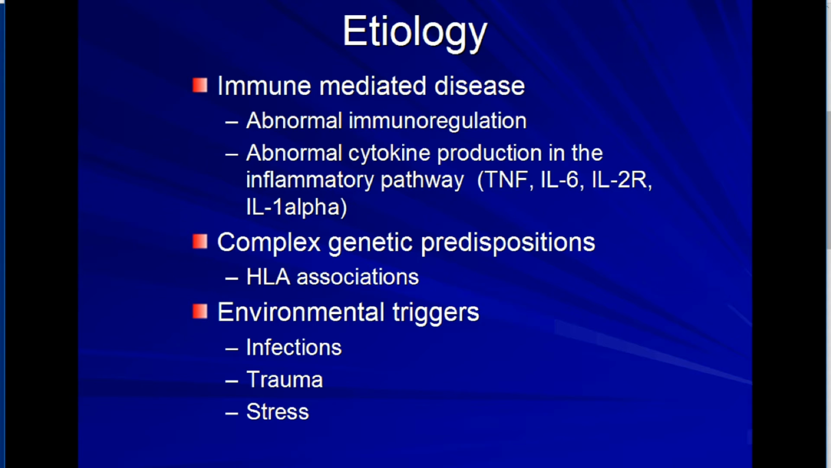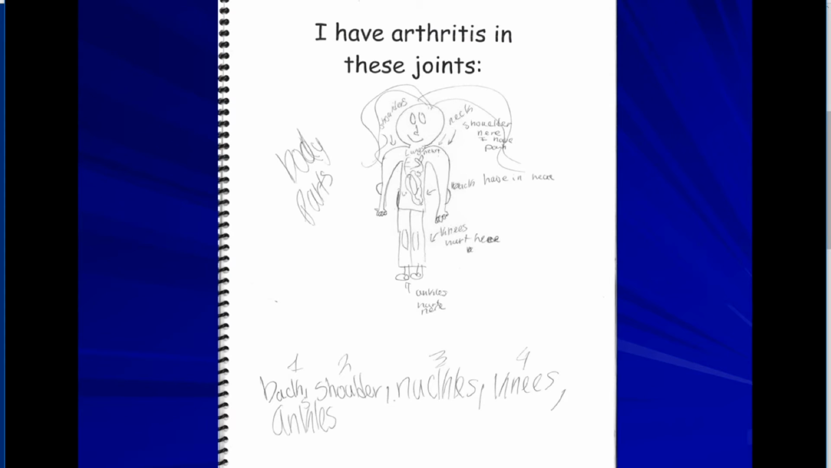So what are the causes? They're immune-mediated diseases, so they have abnormal immunoregulation, they have abnormal cytokine production, and the inflammatory pathways are much more complicated than they were when I was in med school, and probably already much more complicated than when you guys were in med school. They get more and more complicated all the time. They have HLA associations that are rather complicated. There are environmental triggers that can be anything from an infection, trauma, stress.